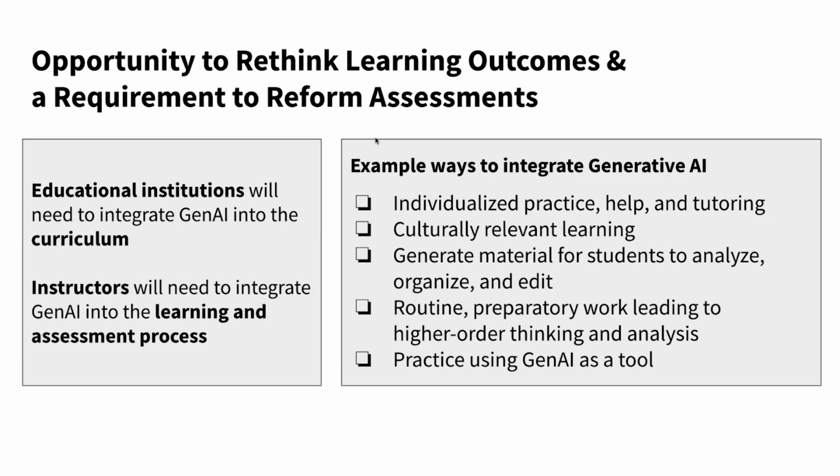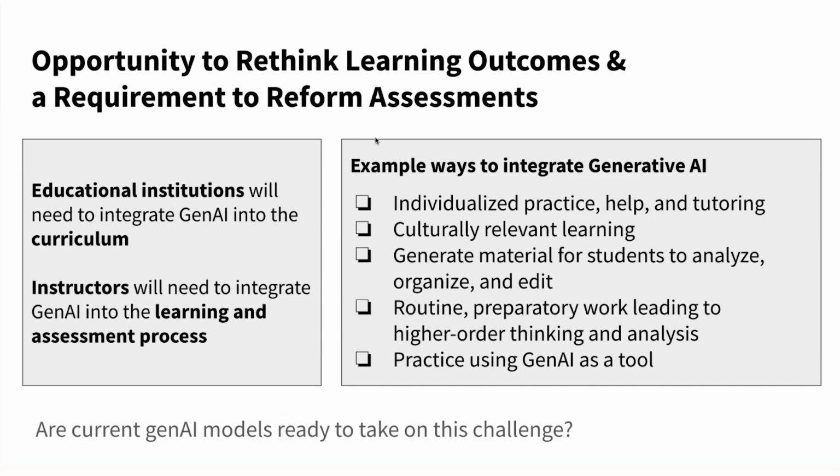And there's a lot of great ways, right? We talked about individualized practice, help tutoring, making learning more culturally relevant with culturally relevant examples, generating materials that allow students to engage in more active learning rather than passive learning, allowing students, like calculators have in mathematics, to sort of skip some of the lower order skills and focus on higher order skills, and practice using generative AI as a tool for when they enter the workforce as well.